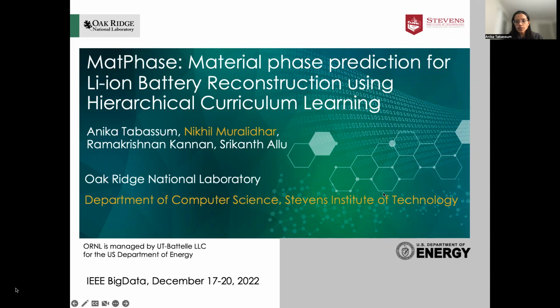Hello everyone, I will be presenting our work, Material Phase Prediction for Lithium-ion Reconstruction using Hierarchical Curriculum Learning. My fellow collaborators are Dr. Nikhil Molidhar, Dr. Ramakrishna Kannan, and Dr. Shrikant Allu. This is a collaboration between computer scientists and battery researchers from Oak Ridge National Laboratory and Stevens Institute of Technology.